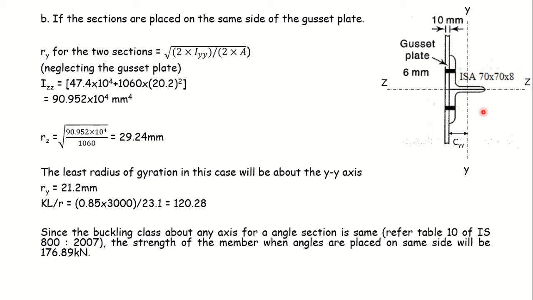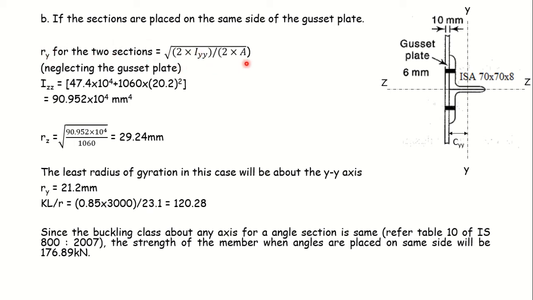When I position them like this, the CG of this entire section will pass through the CG of these two angles. So Ry, two angle sections are involved here. So the total moment of inertia about the y-axis will be 2 into the moment of inertia of the individual angle section about its own central axis. Total area is 2 into the area of each angle section. So this will be the radius of gyration about the y-axis.